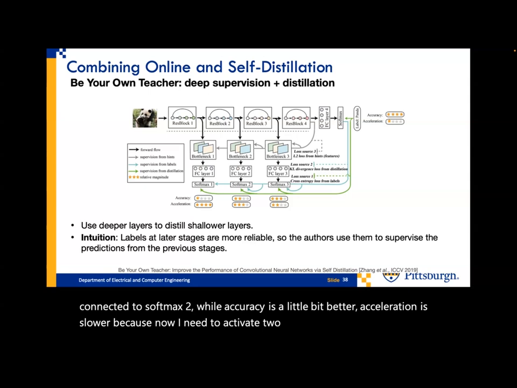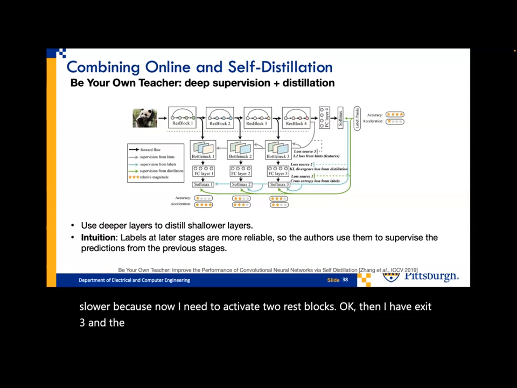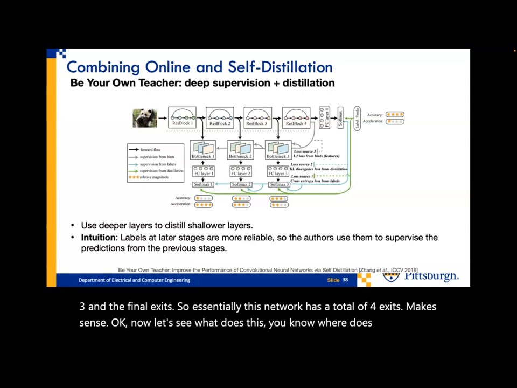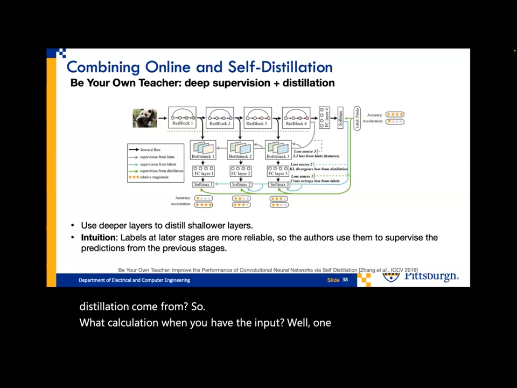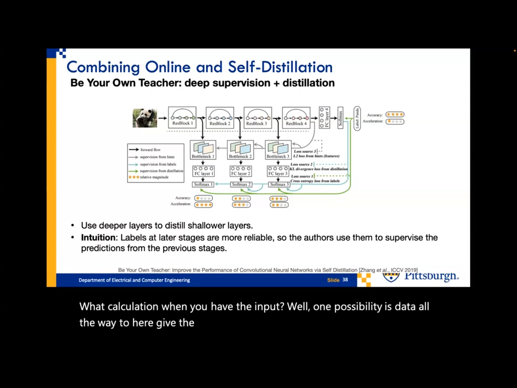Then I have exit 3 and the final exit. So essentially, this network has a total of 4 exits. Make sense? Okay. Now let's see where this distillation comes from. In the forward calculation, when you have the input, one possibility is the data goes all the way to here and gives the result, and the other 3 are also going to give you their own predictions.